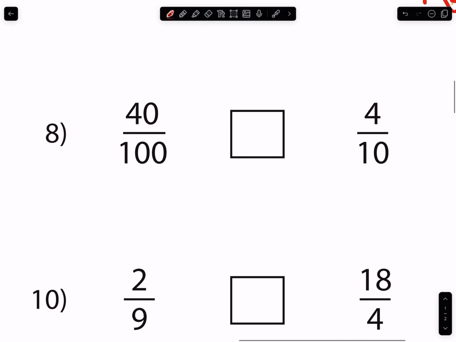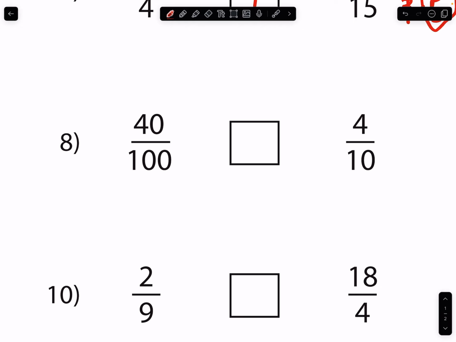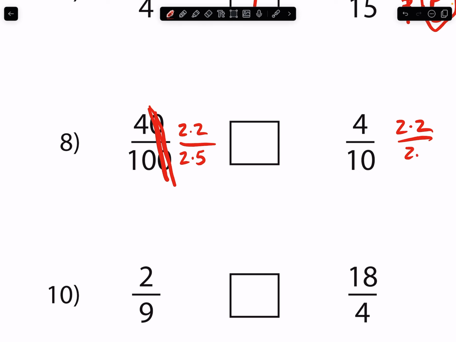Number 8. Oh, this one's fun because I see a 0 and a 0. I'm just going to cancel those. So 4/10 is 4/10. If I want to simplify, 4 turns into 2 times 2, 5 turns into 2 times 5. On this side, 2 times 2 and 2 times 5. And they're both going to end up being 2/5. So it is equal.